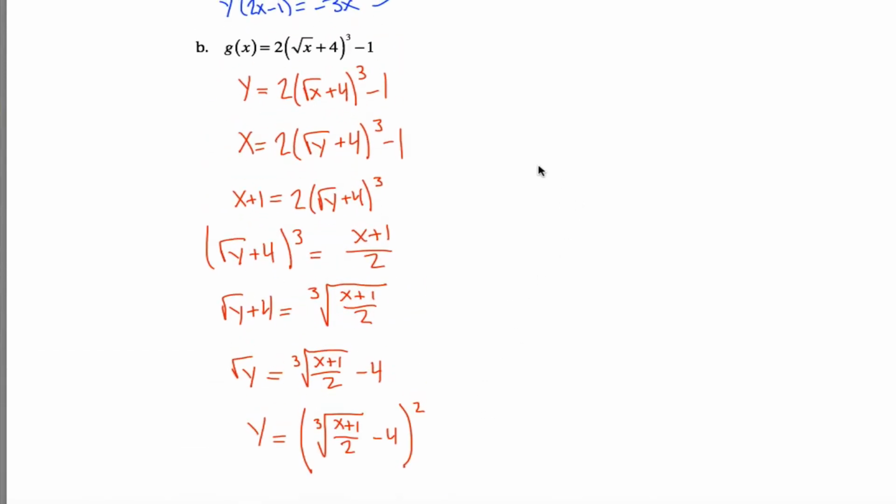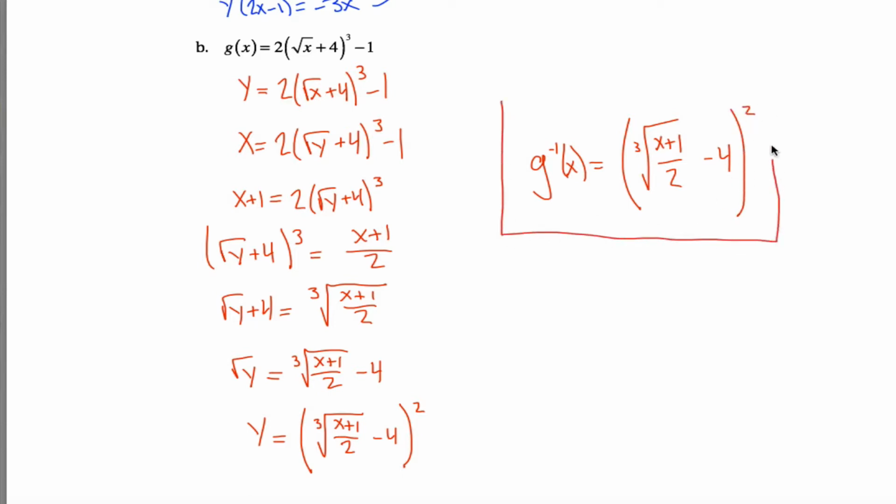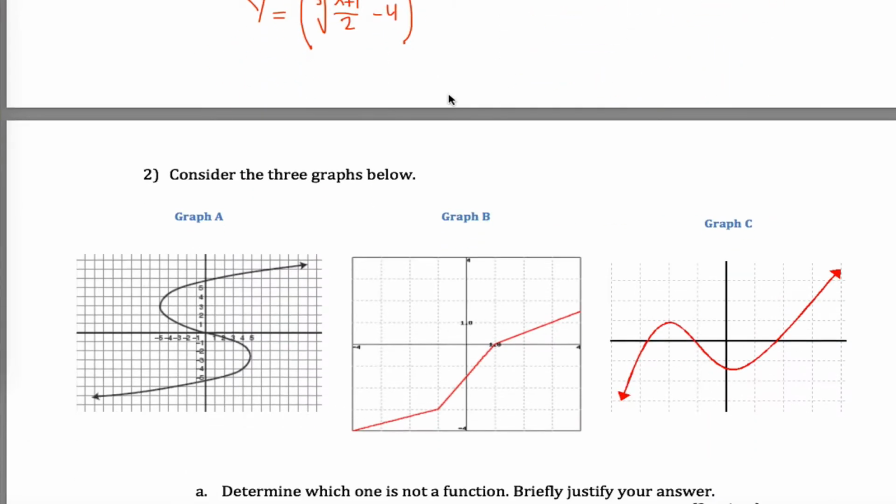And I guess if I'm going to write it in the right notation, I should say g inverse of x is equal to, and then copy that mess that I just wrote down there, cubed root of x plus 1 over 2 minus 4, and that quantity gets squared. All right, moving on, back page.